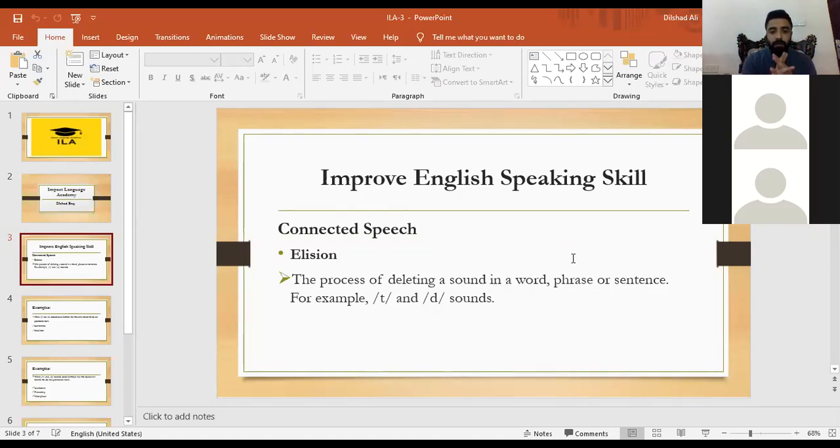So remember that elision is the process of deleting a sound in a word, phrase, or sentence. For example, we say te and de sounds. Assimilation, which is another aspect of connected speech, we will talk about next week. Assimilation is about changing sounds, but elision is deleting sounds. One sound will be deleted or missed.